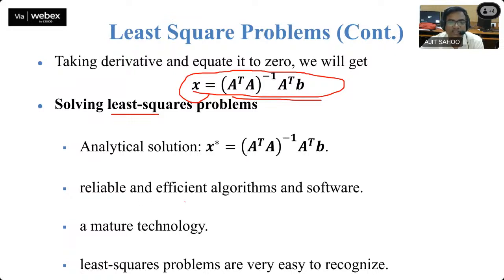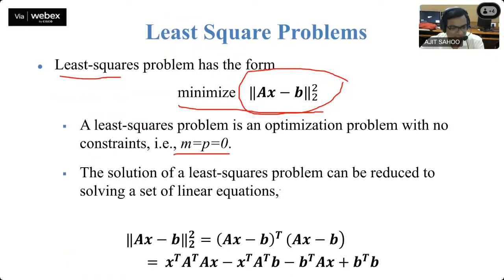So reliable and efficient algorithms and software exist, it is a mature technology. Least square problems are very easy to recognize. You only have to check that the problem is in this format.